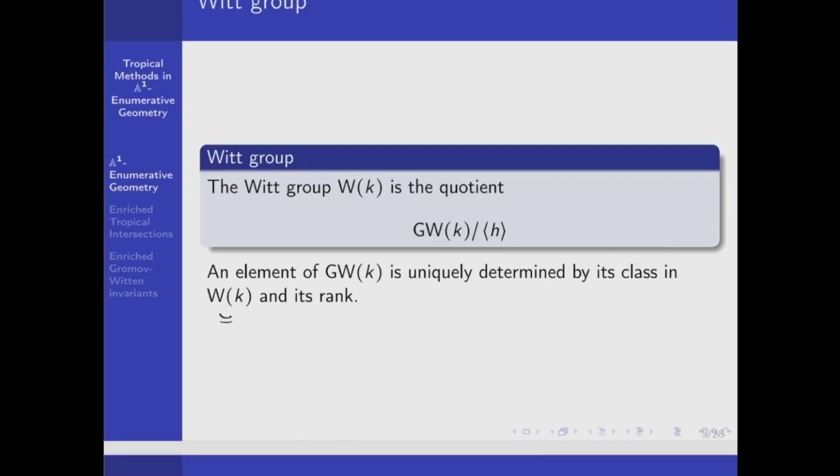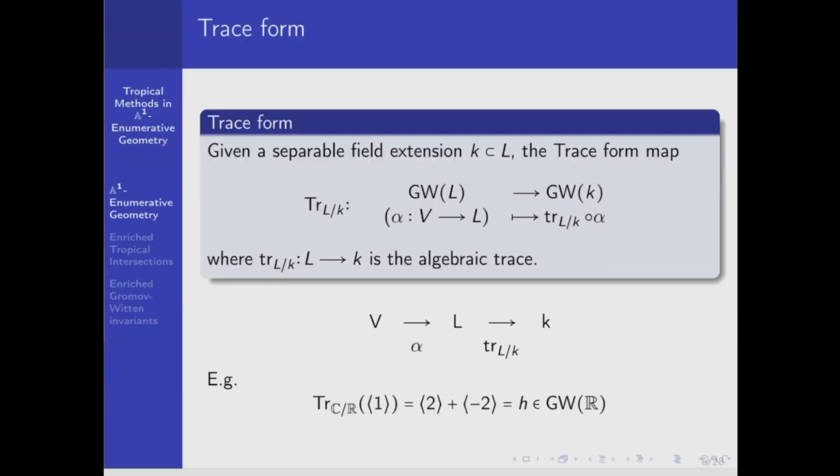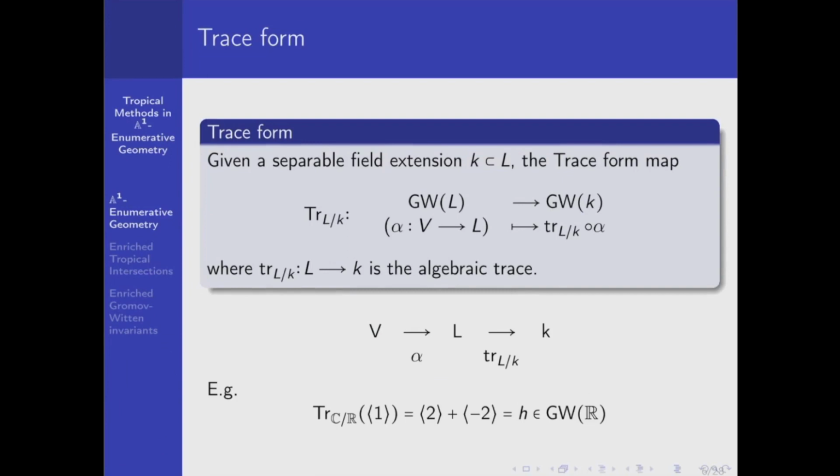Okay, so another tool from these big groups of quadratic forms is the trace form. If I have a separable field extension, let's say K in L, then the trace form actually induces a morphism at the level of groups. So the trace from L to K goes from the Grothendieck ring of L to the Grothendieck ring of K.